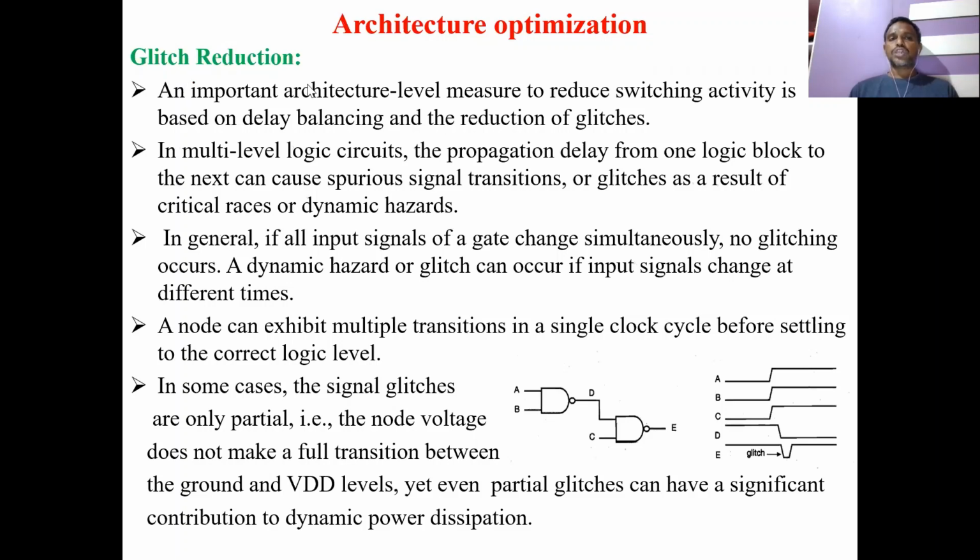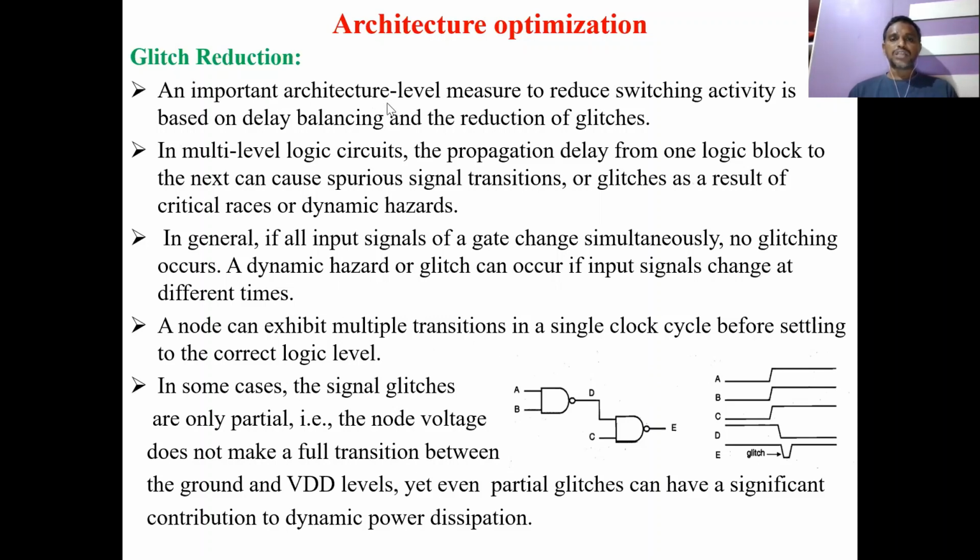Okay, so next we'll go with the glitches. Reduction of glitches is also very important under architectural optimization of switching activity. So we are going to see glitch reduction, which is also one of the processes to optimize the switching activities. So what is a glitch and all those things we will see here.